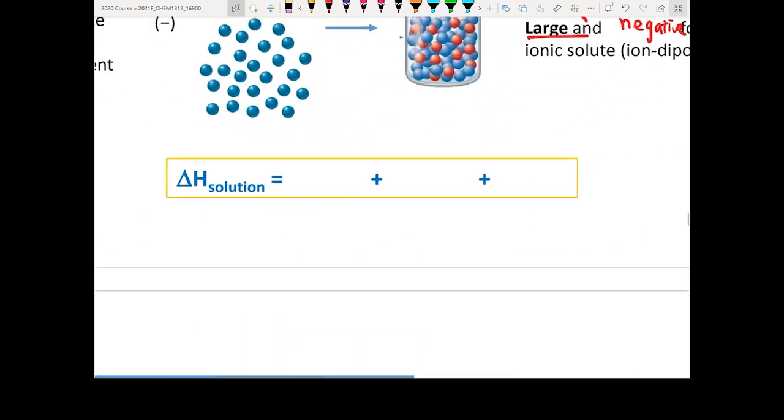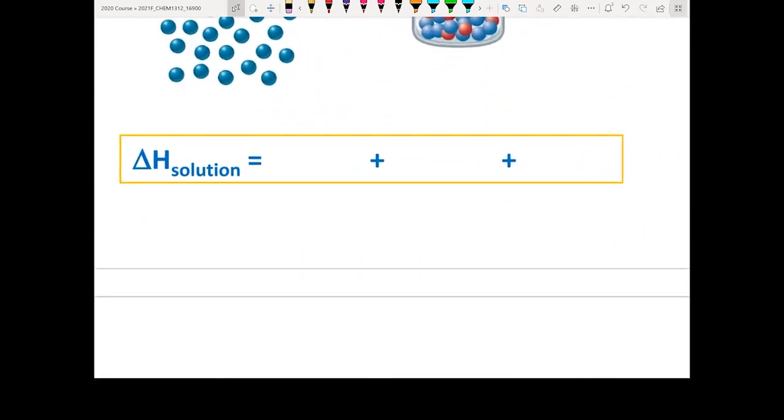So to summarize, to calculate the enthalpy change of your solution, it will be just the sum of the three terms: delta H solute plus delta H solvent plus delta H of mixing. After combining all these effects, you're going to get your delta H of solution.